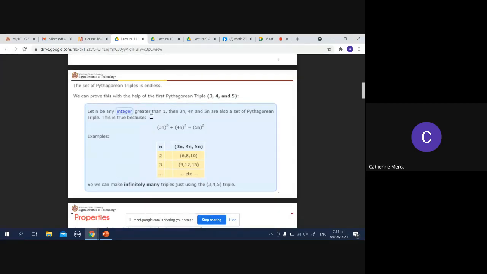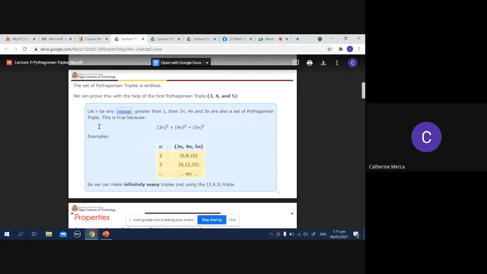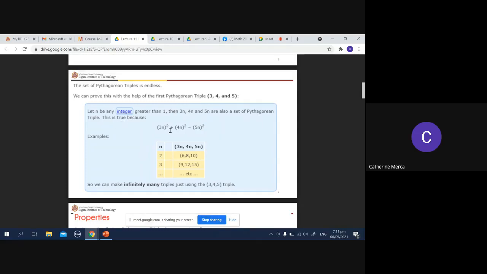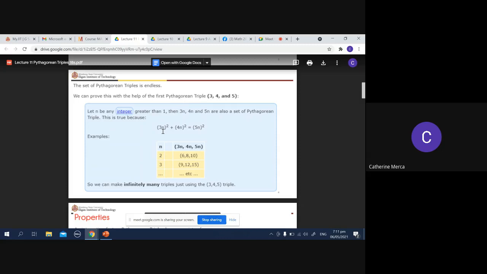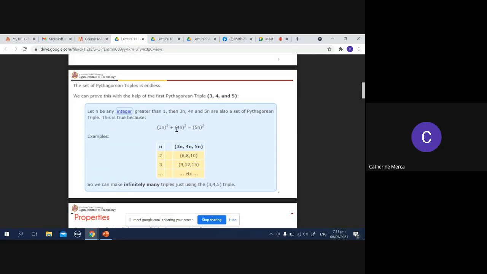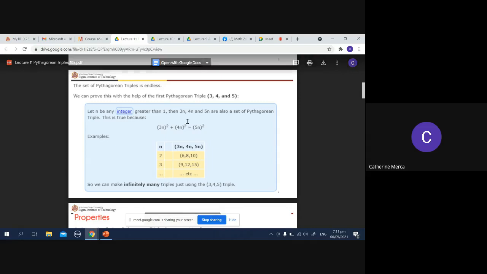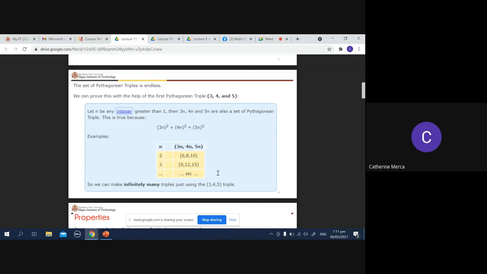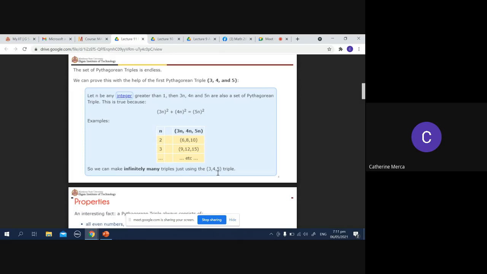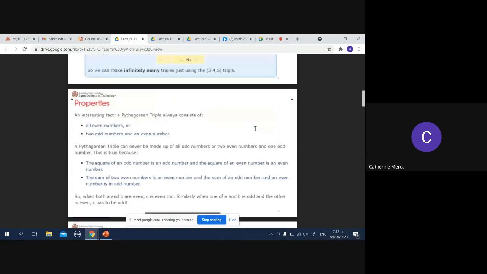Also, if you have an integer n greater than 1, then 3n, 4n, and 5n are also a Pythagorean triple. Because you can rewrite it as (3n) squared plus (4n) squared equal to (5n) squared. And use that value to make up infinitely many triples using 3, 4, and 5.